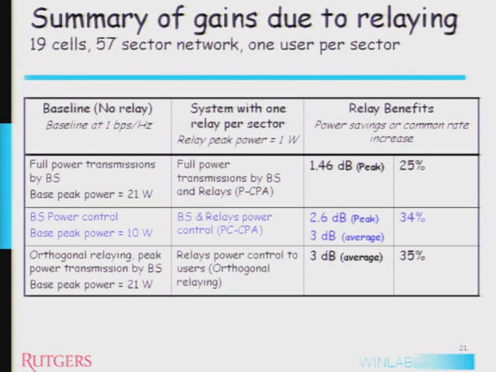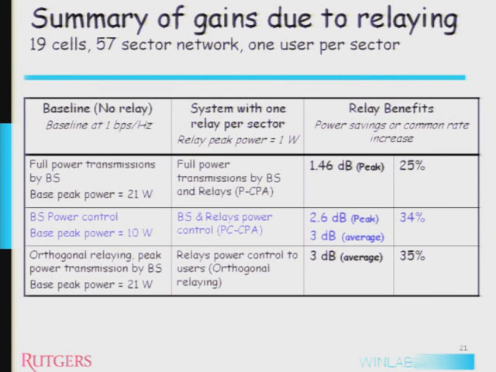Okay, so this is the final summary of all the relay work we did, and this is what I actually discussed right now. We get 2.6 dB in peak power savings. We talked to some radio guys. We got mixed responses on whether 2.6 is good or bad, but 3 dB is the average power savings, and 34% increase in common rate with fixed power at the base station.